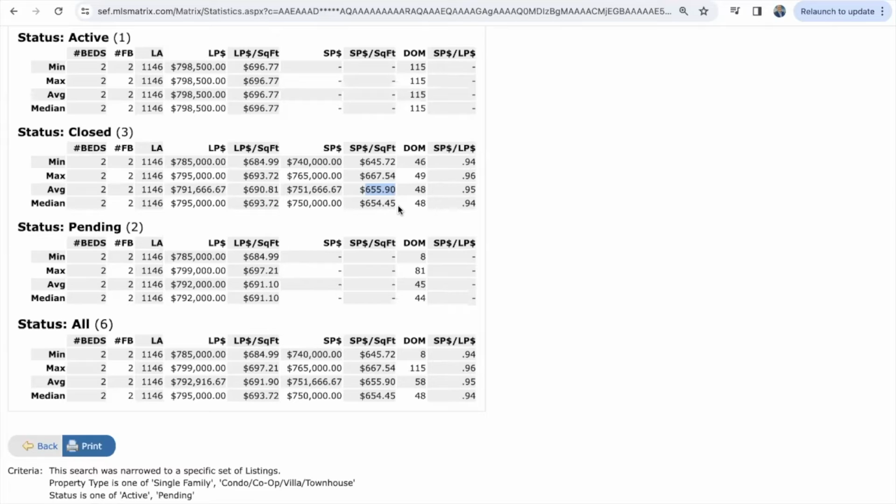So if it's 1,146 square feet, when you multiply that times 655.90, you get your average sold price of $751,666. If you grab the high price per square foot, the max price per square foot of 667, you get this price, 765. And if you get the minimum, the lowest price per square foot of 645, you get this price.